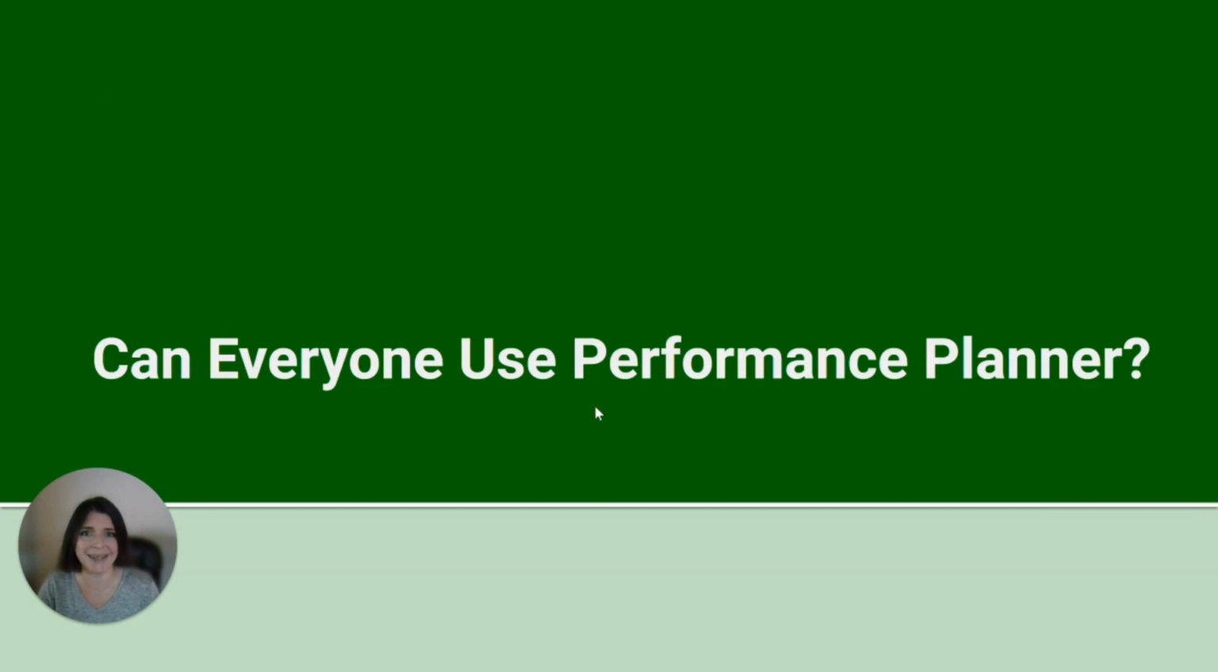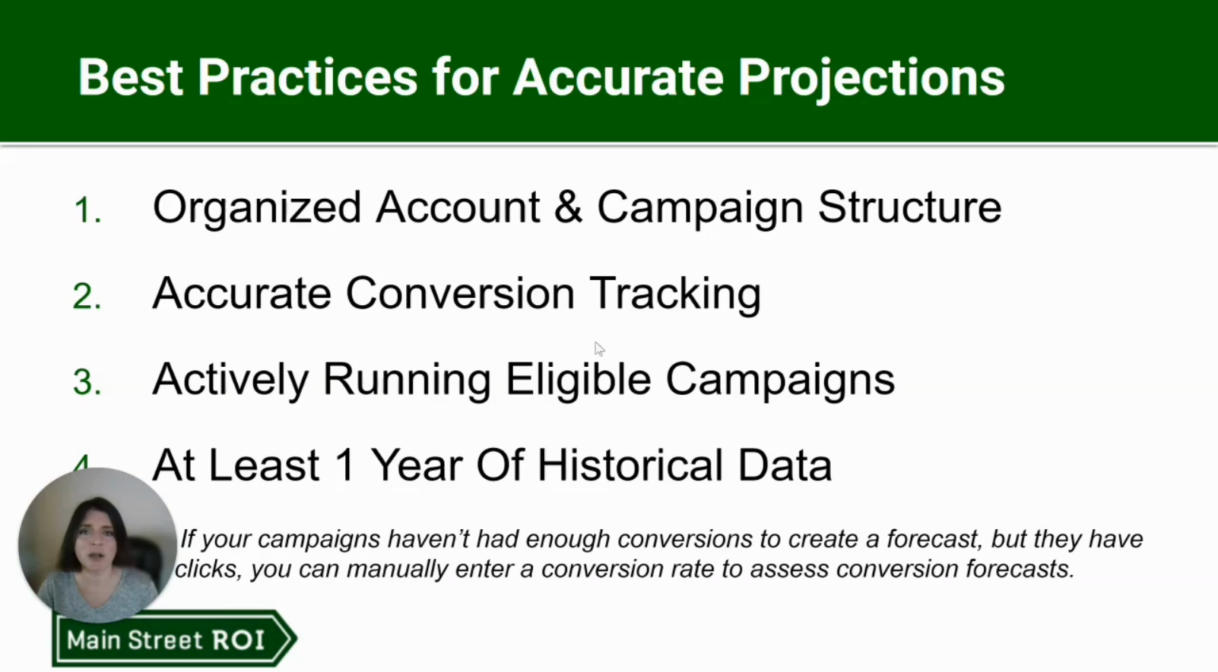Can everyone use it? That's a good question. So there are certain things that Google requires in order for you to actually be eligible to use the performance planning tool. Now, this isn't necessarily a requirement. These are just some of the best practices for the most accurate projections within Performance Planner. So you can get better quality feedback from Google's algorithm if you meet this criteria. It's really good to just have an organized account and an organized campaign structure for the campaign you're going to be basically using within Performance Planner.